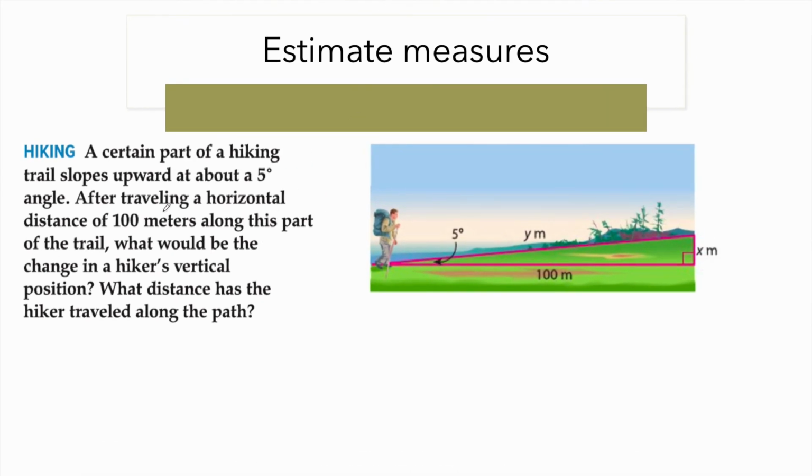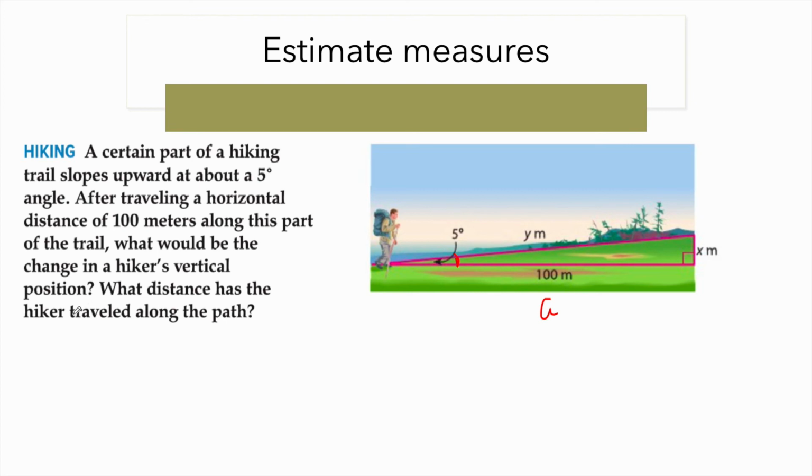Now, here is a real life problem that you can try to apply. They gave you an angle. They said a certain part of a hiking trail slopes upwards at about 5 degrees. So this is 5 degrees. After traveling 100 meters, so you can see that this is 100 meters and this is the A relative to this angle, what would the hiker's vertical distance be? So we are looking for X and Y.